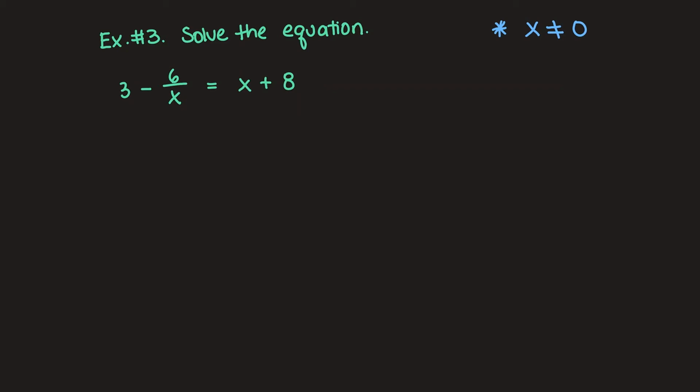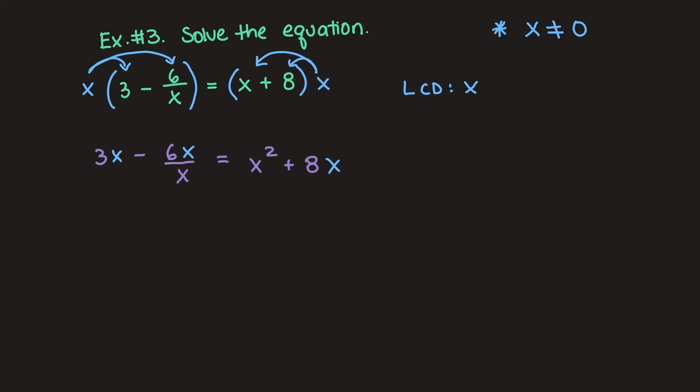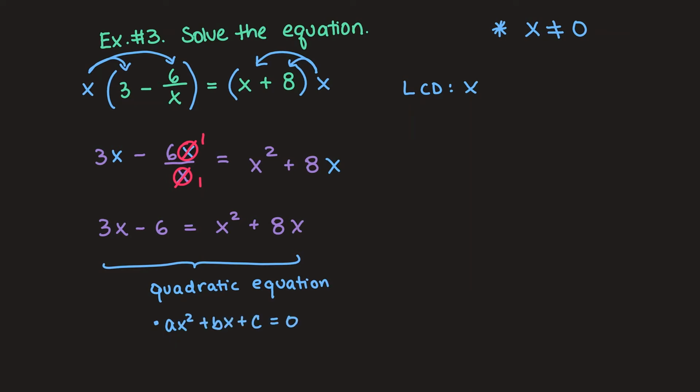Okay, now let's solve the equation. First, let's clear the fractions by multiplying both sides of the equation by the LCD, which is just x. So distribute the x to each term, and then we can reduce the x's here, and our equation now becomes 3x minus 6 equals x squared plus 8x. Now notice that we have an x squared term this time. Therefore, this equation is a quadratic equation.